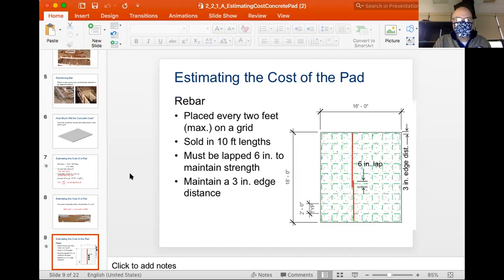I definitely want you to take notes on that because you will see this 6-inch overlap, and that will make sense in a little while. And then 3-inch edge distance, that will make sense in a little while. By the way, Nathan and Marcus, I told you that there was a 3-inch overlap for the rebar. It's actually a 6-inch. I was wrong. It is a 6-inch overlap. Now it is still a 3-inch edge distance.